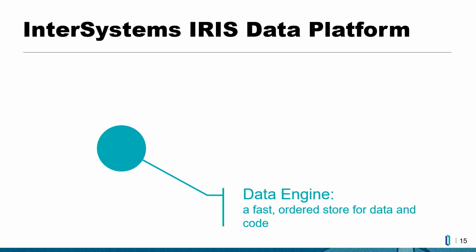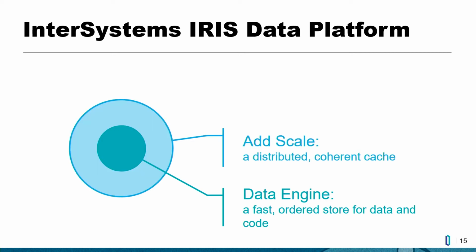Around this core data engine, we've added a distributed coherent cache. That is powered by our Enterprise Cache Protocol. It gives us the ability to scale out to multiple servers, and your applications will still be developed and written in exactly the same way. They will run exactly the same code, and they can expect the platform to work through the exact same semantics that it would have if you were running on the data server itself. So it allows us to scale out in a very, very efficient way.